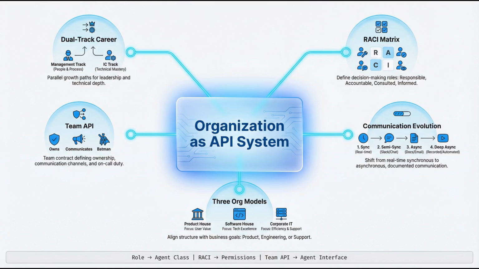The engineering manager is a people agent routing human matters. The tech lead is an architecture agent making technical decisions. Batman is the incident router agent. Every arrow in the RACI matrix is a permitted communication channel between agents.